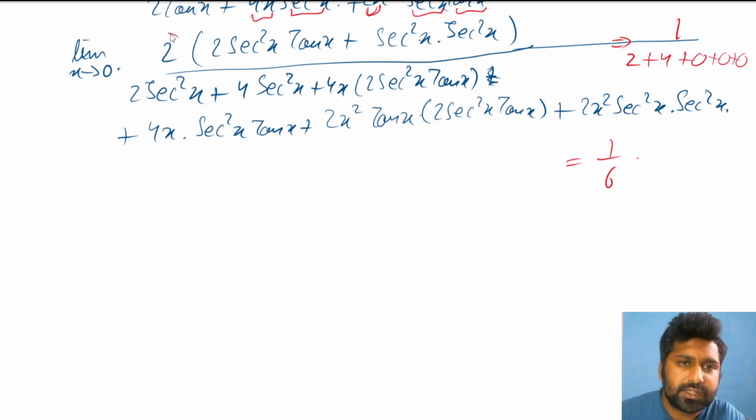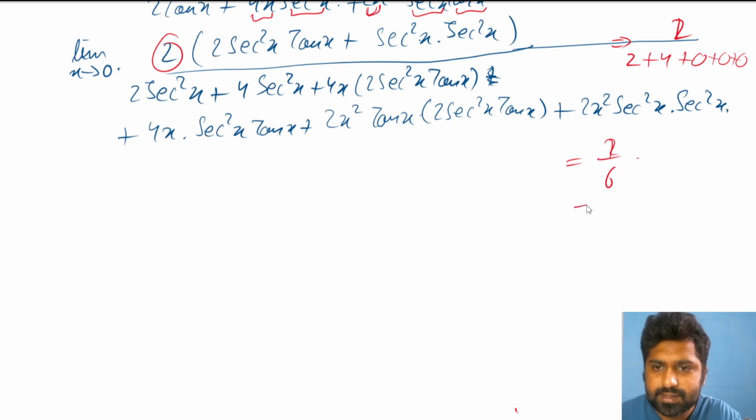I think we missed this 2. This 2 will come here, so this 2 will come 2 by 6. That becomes 1 by 3. Yeah, that will be the answer finally. All right, this is done.